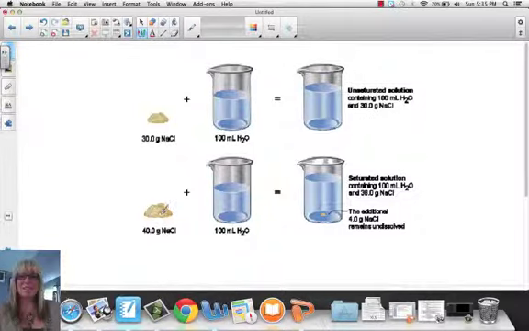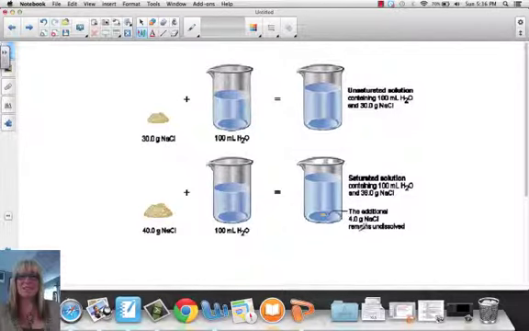Here I have 40 grams of NaCl and 100 grams of water, and what happened is there's a little bit that wouldn't dissolve. So it says this is a saturated solution containing 100 mL of H2O and 36 grams of NaCl. So this additional 4 grams remains undissolved.